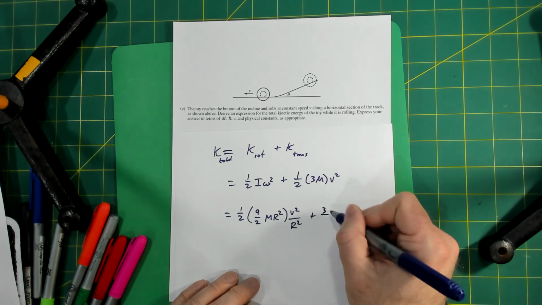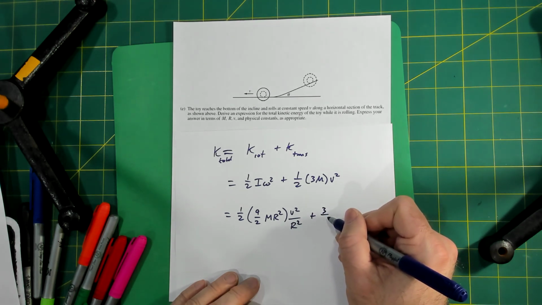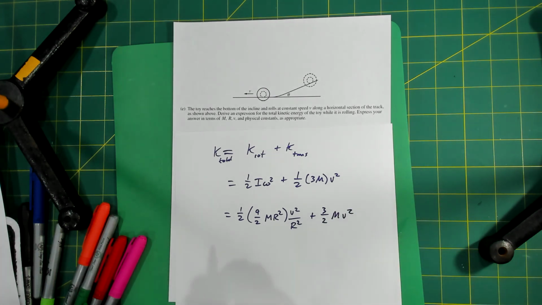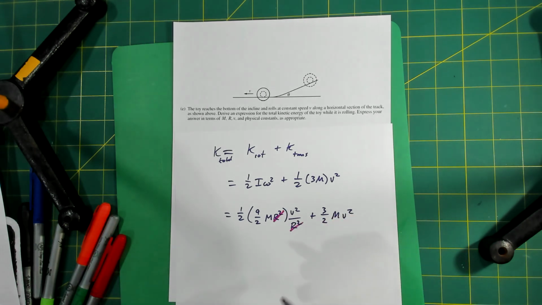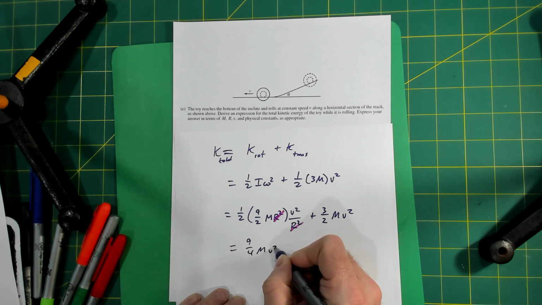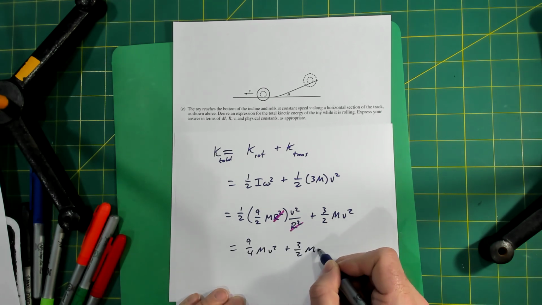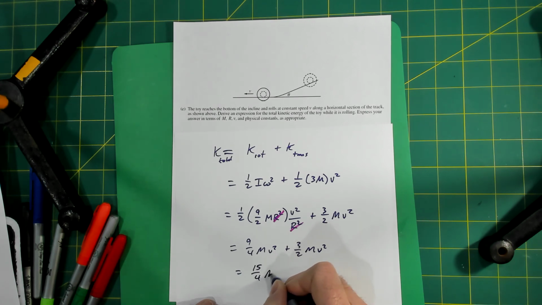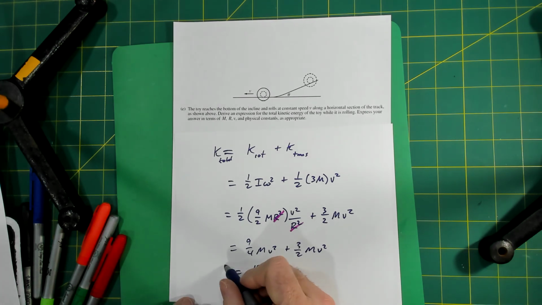And then I have this, what? I'm just going to combine those. 3 halves mv squared. Okay, hey, the R squared on the bottom and the R squared on the top are going to cancel here. Bam, bam. So now I have 9/4 mv squared plus 3 halves mv squared. So 3 halves is 6/4, 9/4 and 6/4 is 15/4 mv squared. Okay, for my total kinetic energy at the bottom of that ramp.